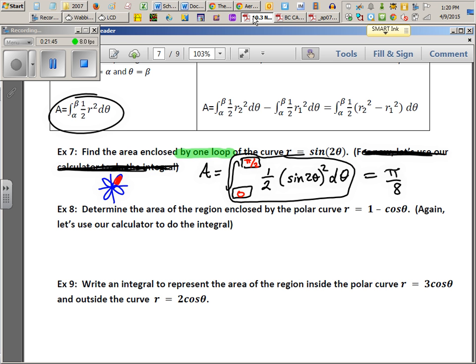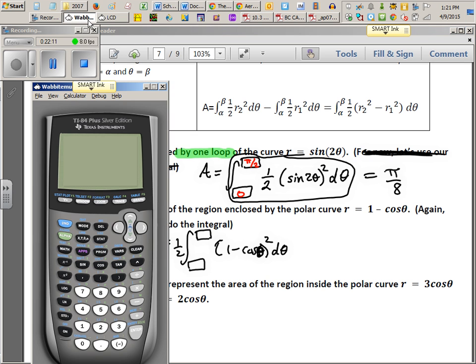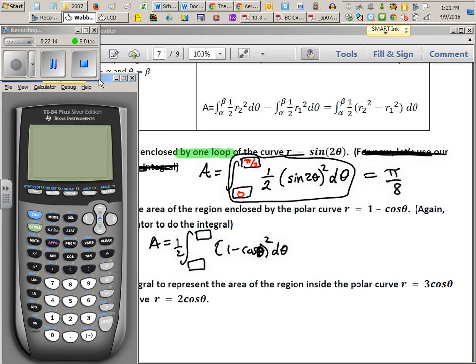Determine the area of the region enclosed by the polar curve 1 minus cos theta. So we can still write down the formula of the day. There's a half. We're going to keep it out front. And it's 1 minus cos theta squared d theta. What are the limits of integration? Okay, let's get our calculator out and see what it looks like.